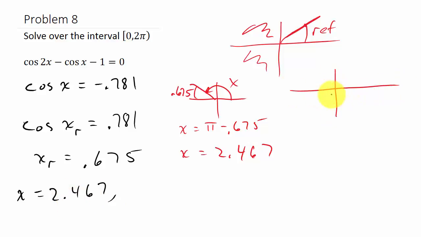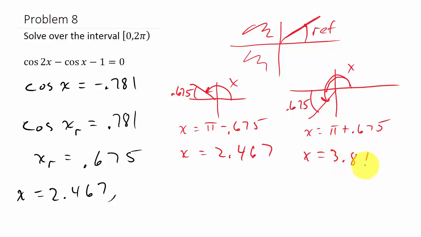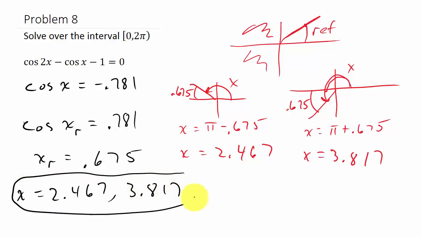Alright, so the next one, cosine is negative in the third quadrant. So I get my reference angle, 0.675, and so x is going to be 180 plus the reference angle. So that's pi plus my reference angle. So pi plus 0.675 is 3.817. So that would be 3.817. And there's my answer.